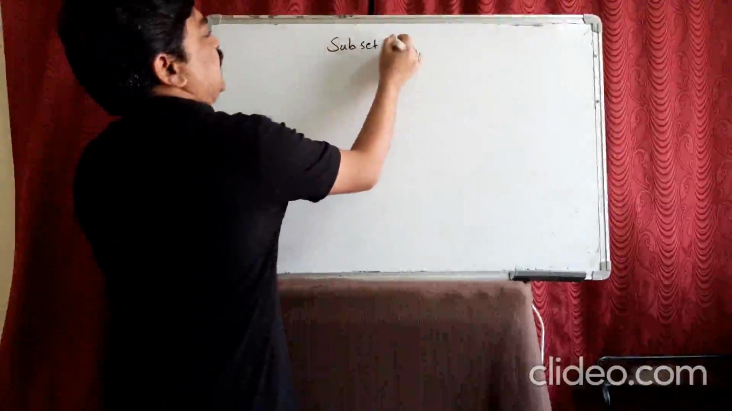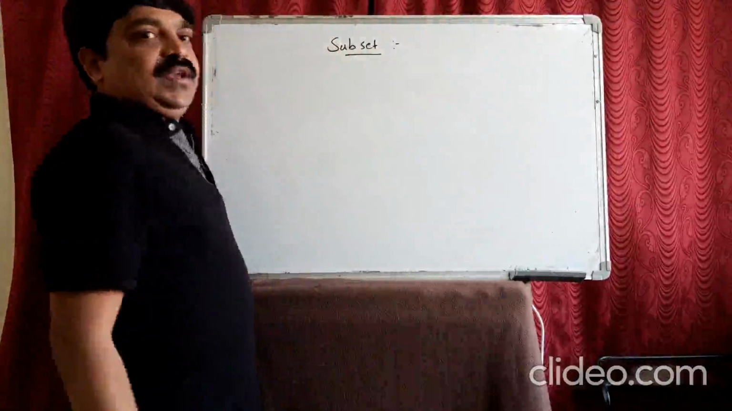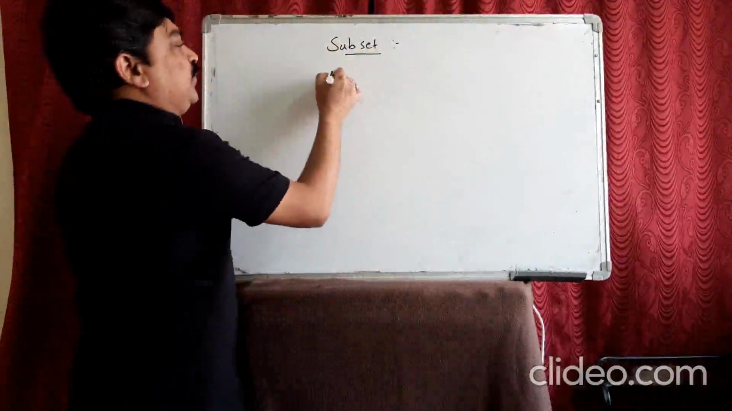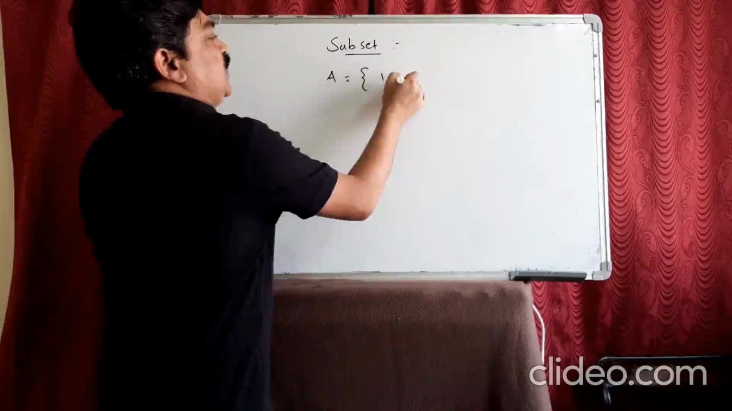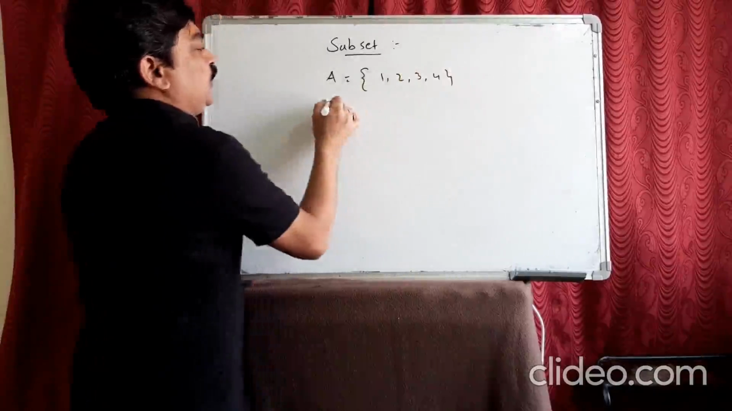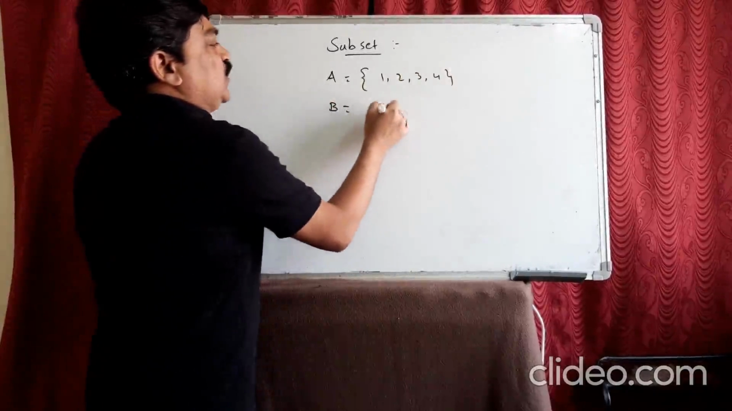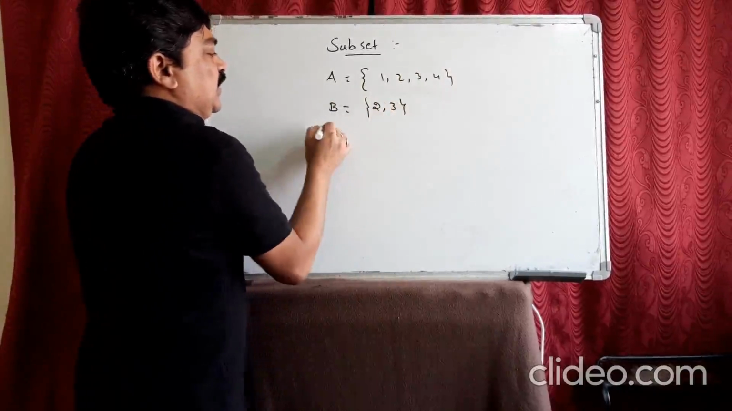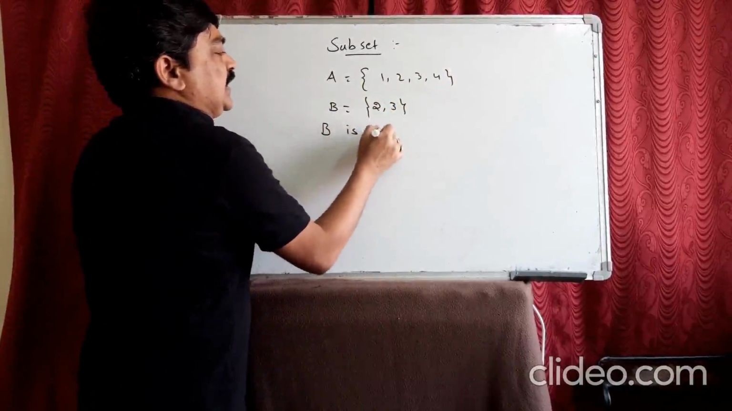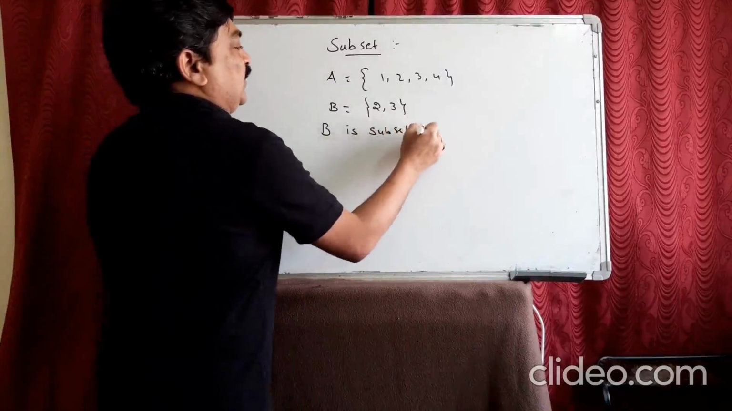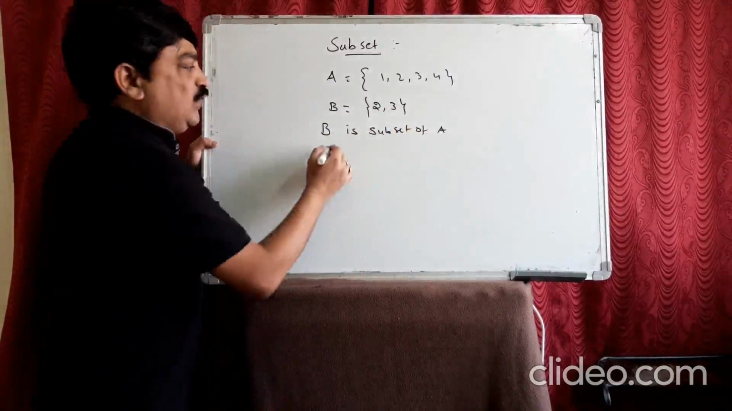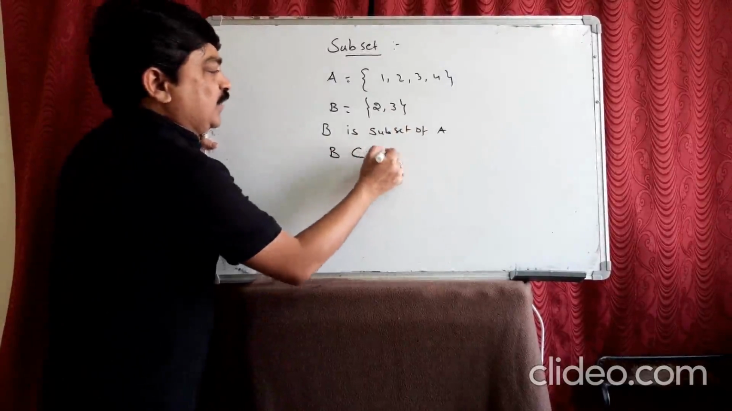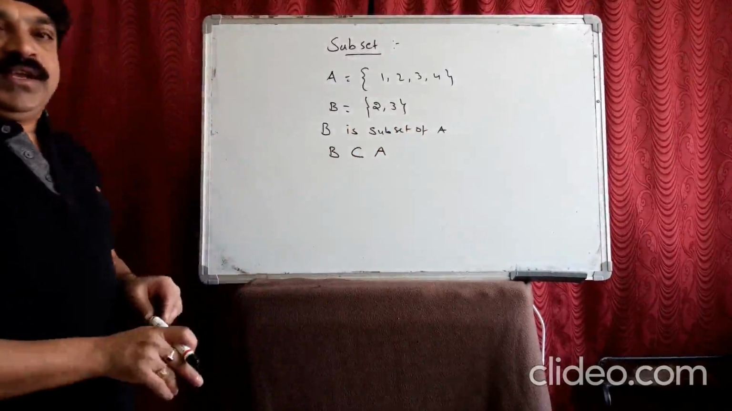Subset. What is a subset? I'll explain it with an example. If A is {1, 2, 3, 4} and B is {2, 3}, then B is a subset of A. Then we can represent it like this: B is a subset of A.